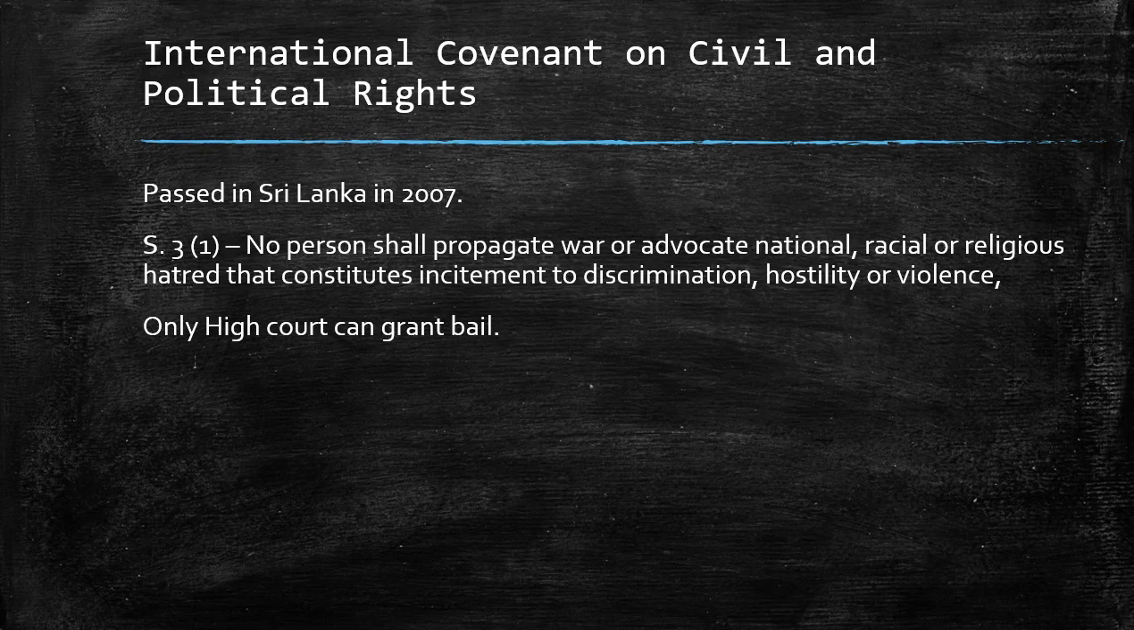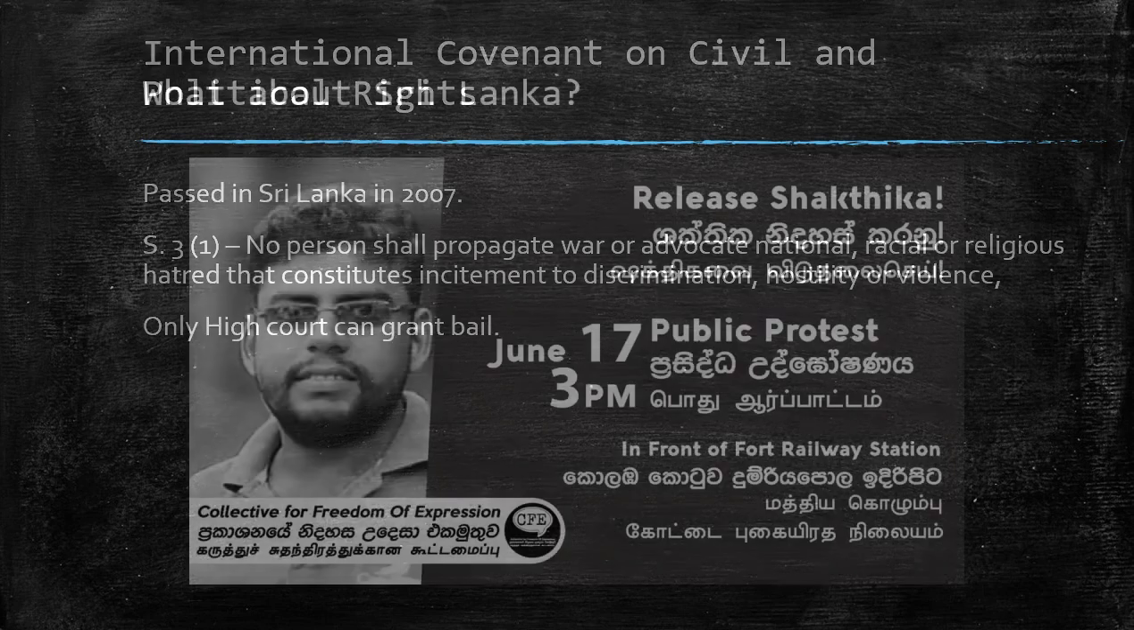people. So it just says, no person shall propagate war or advocate national, racial, or religious hatred that constitutes incitement to discrimination, hostility, or violence. Basically saying no one can incite racial or religious hatred for others. So a magistrate cannot grant bail, only the High Court can grant bail. So it makes it even more challenging for someone to get out of the situation.